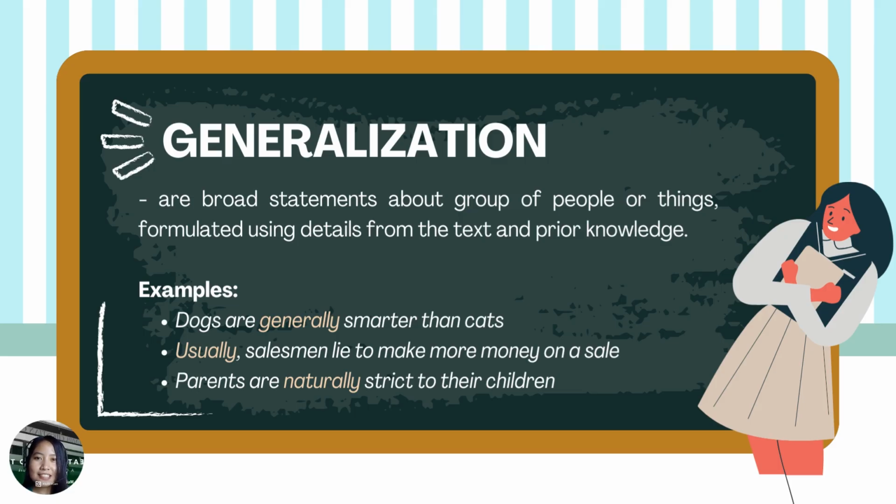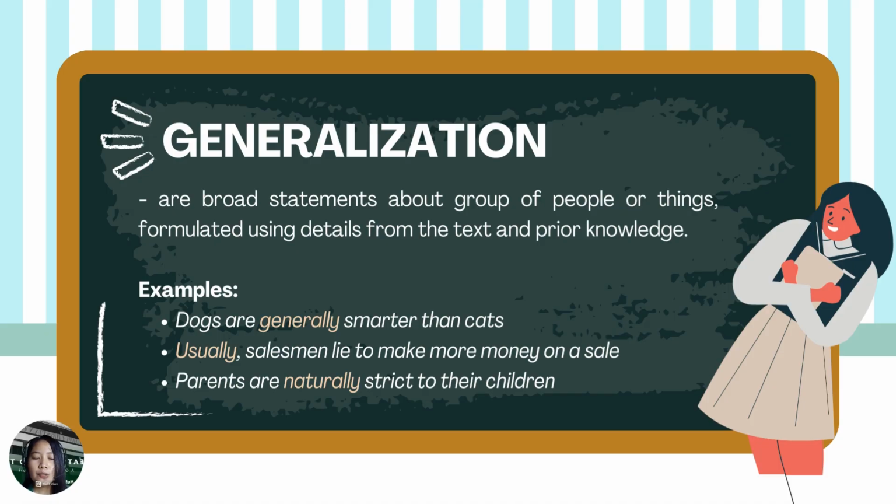When we say generalization, it refers to broad statements about a group of people or things formulated using details from the text and prior knowledge. Generalize comes from the word general, meaning we are going to create a statement that represents the similar traits or characteristics about a particular group of people or group of things.